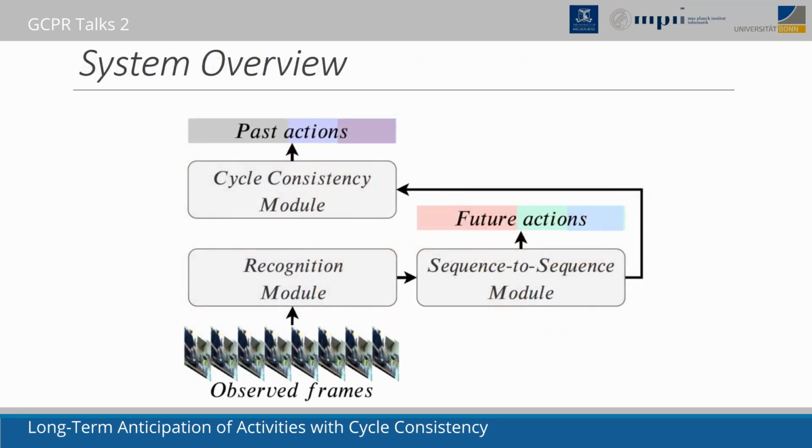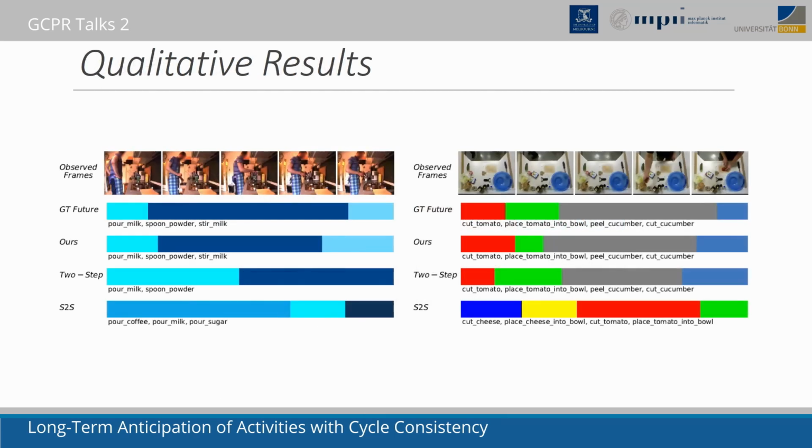In this work, we build a sequence-to-sequence model that simulates these two capabilities for anticipating a sequence of future activities with their durations. Our model achieves state-of-the-art results on two datasets. For more details, please refer to our paper.